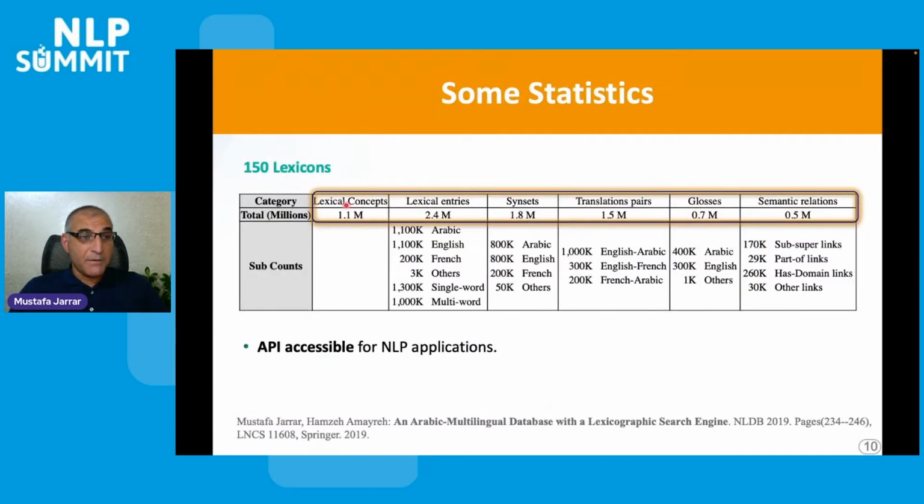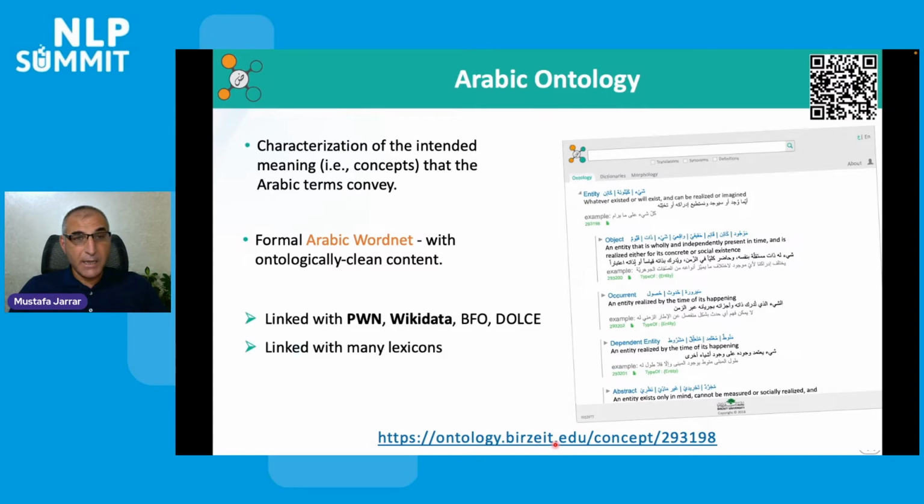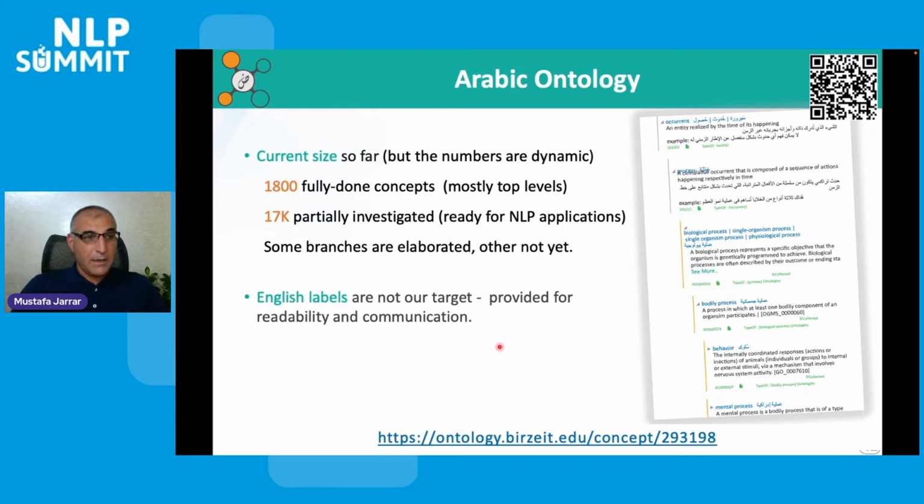It's large in terms of the number of concepts, lexical entries, synsets, translation pairs, glosses, semantic relations, and so on. The Arabic ontology, just to show it to you quickly, can be used as an Arabic WordNet if you are familiar with Arabic WordNet, and the tree in the ontology can be accessed through this link. The ontology is actually linked with the Princeton WordNet, with Wikidata, with foundational ontologies like DOLCE and BFO, and with other lexicons even. It's not a large set, because it covers the core concepts mainly.